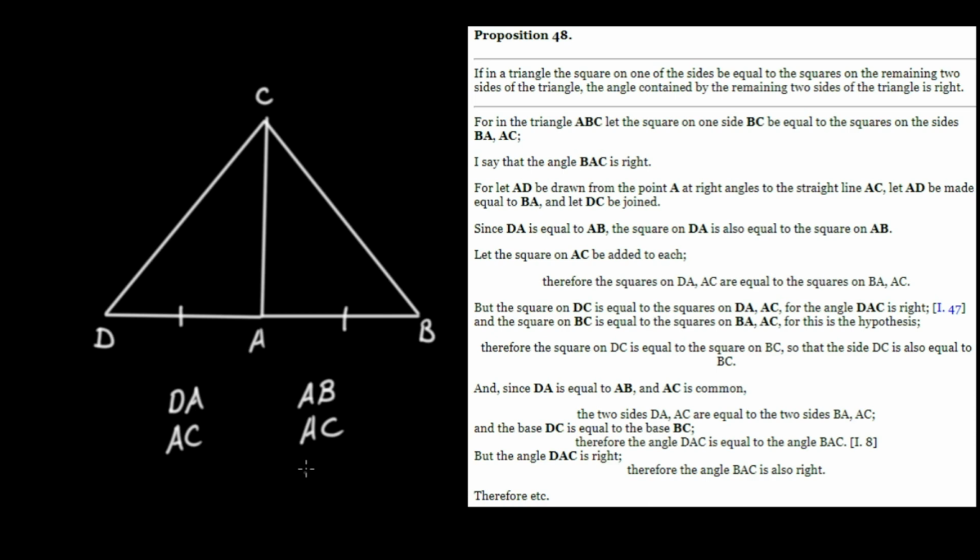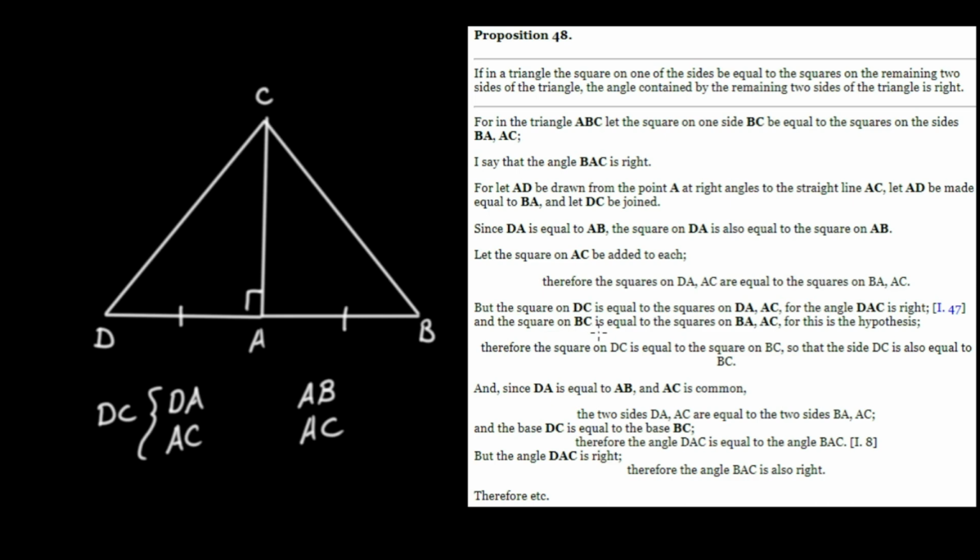But the square on DC is equal to the squares on DA and AC, for the angle DAC is right. So what is he saying? He's saying that these two together, DA and AC, these are both together DC, the hypotenuse over here. Why is that true? Well, that's the Pythagorean theorem, which we've already proved.